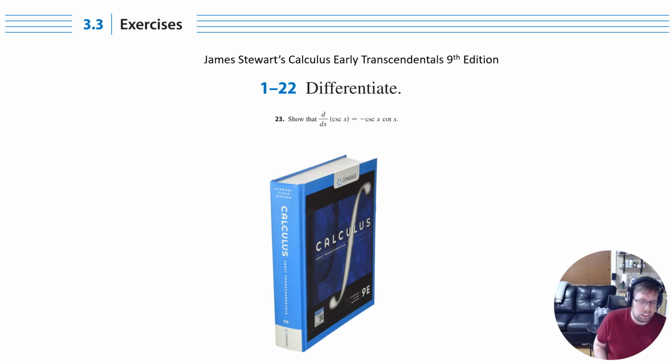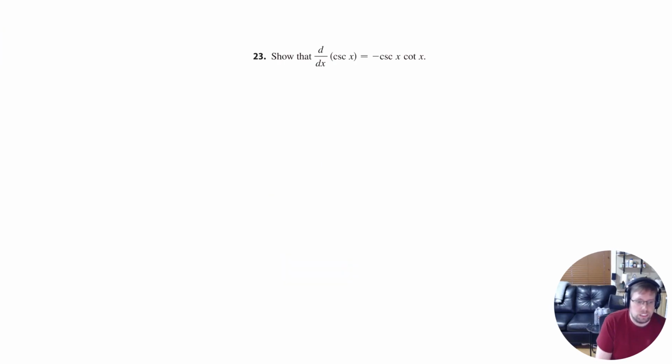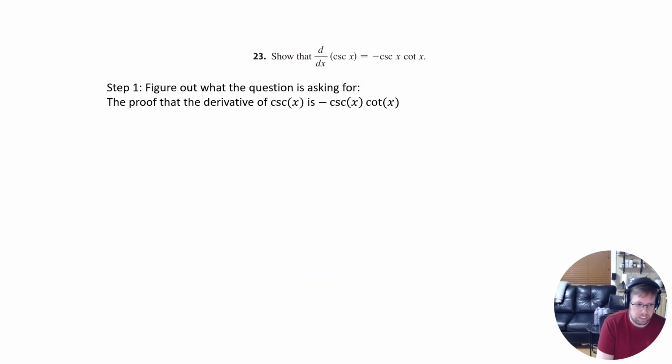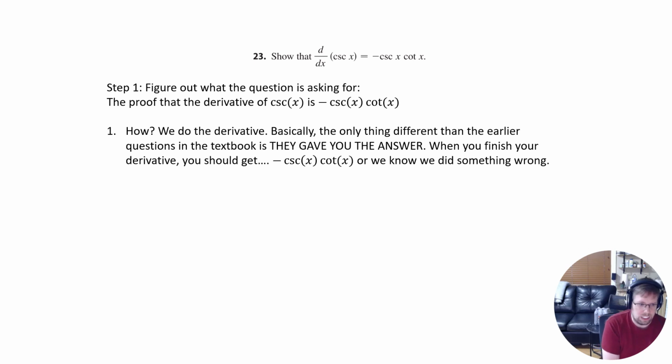We're doing cosecant of x. Okay, so the first question is, what does this ask us to do? It's basically asking us to prove that when you take the derivative of cosecant x, it's going to be negative cosecant x cot x. Now, how do we do that? We just take the derivative.